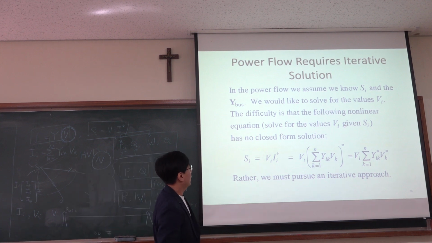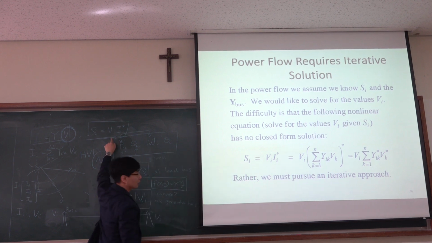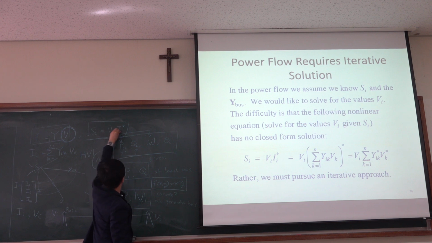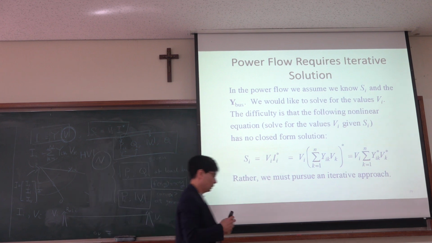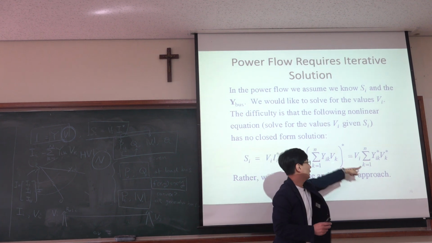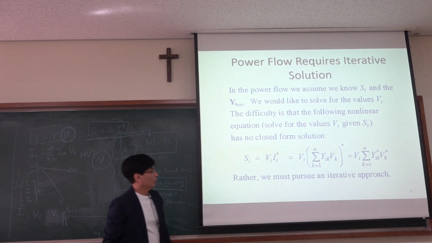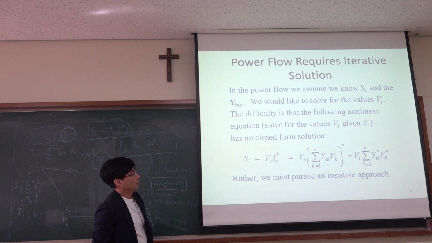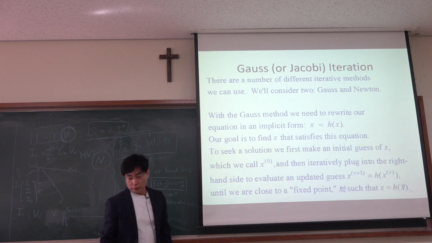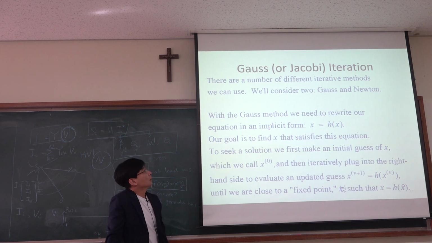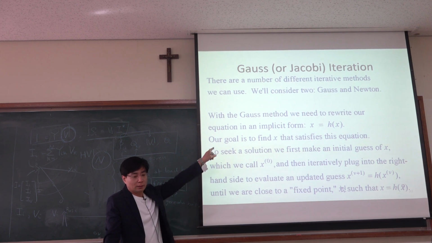So how can we solve that? Again, go back to this complex power definition and just plug in, and we have that. And let's do the iterative approach. For the iteration, our first try is very simple, and that method is called Gauss iteration or Jacobi iteration. And that method is named after a very famous man in history.